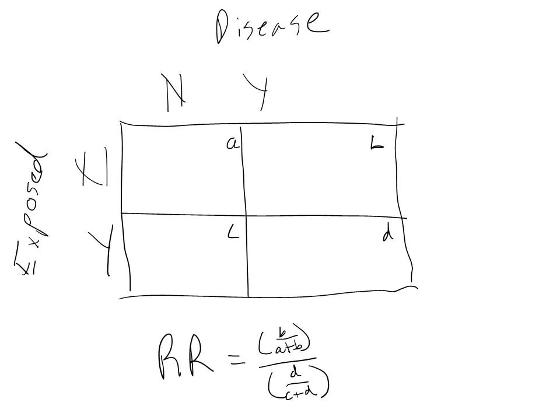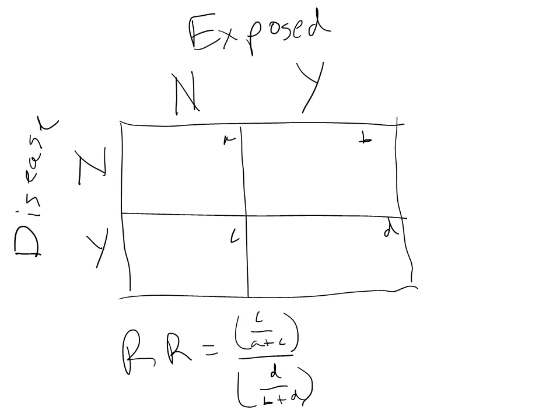In this 2x2 table, I've switched the yeses and nos. In this case, the formula would be B over A plus B divided by D over C plus D. Finally, in this case, I've switched both disease and exposure and the yeses and nos. In this case, the formula would be C over A plus C divided by D over B plus D.